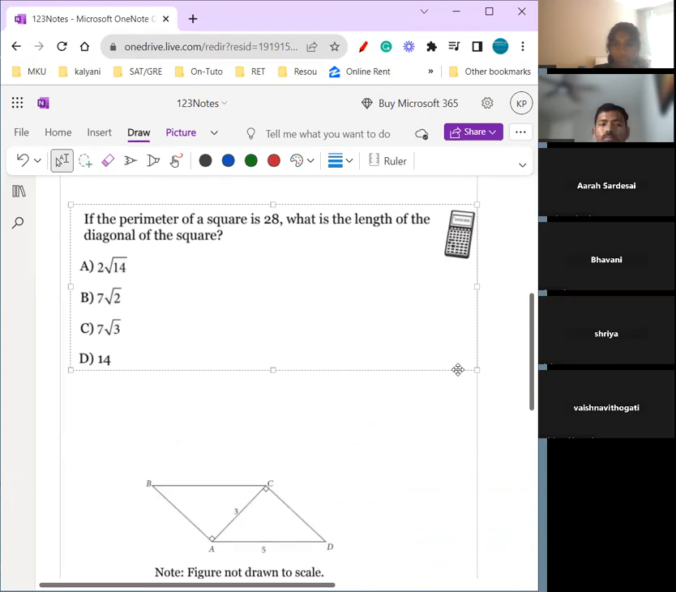Okay, so the perimeter of the square is given to you. What could be the diagonal of the square? Let's see. Give it a try. Speed is important. Try to pick up the speed.